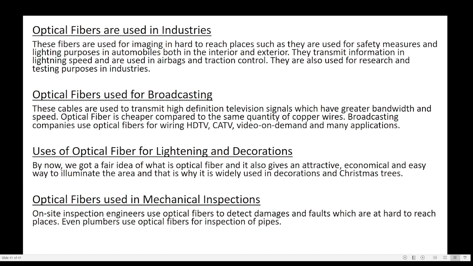Finally, we can say optical fiber is cheap and best with regard to data security, fiber loss, and information carrying capacity is very high. So nowadays the optical fiber is the most popular device for communication systems.